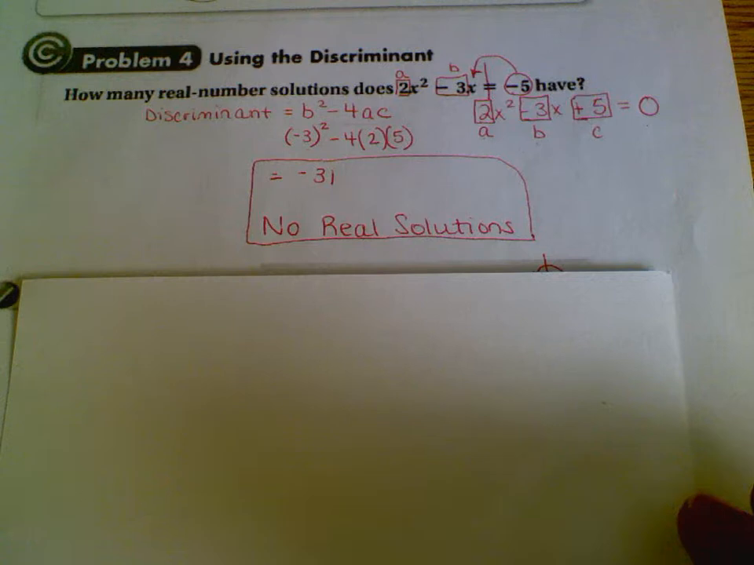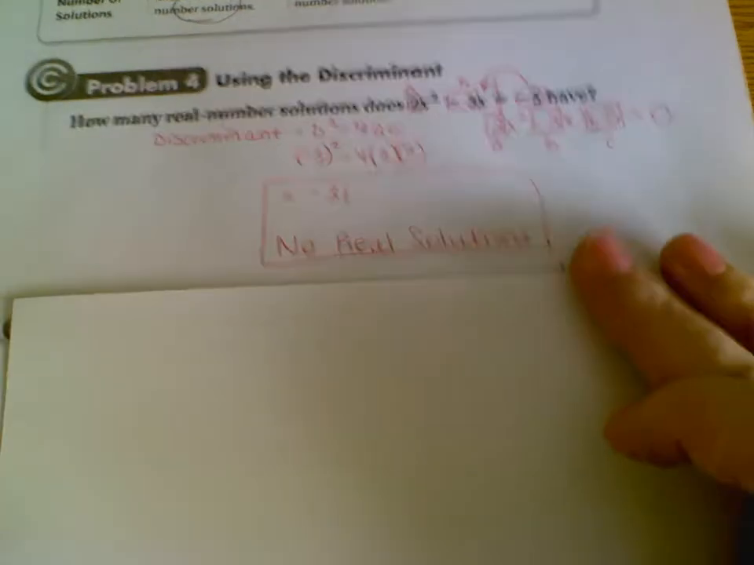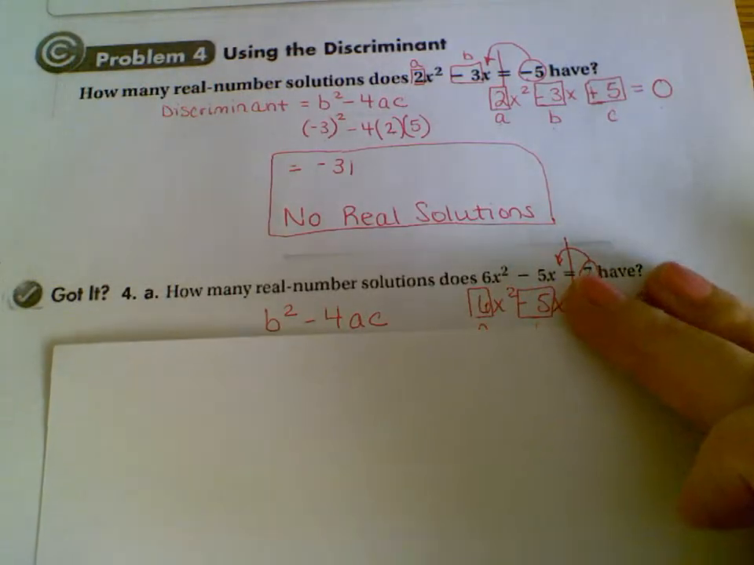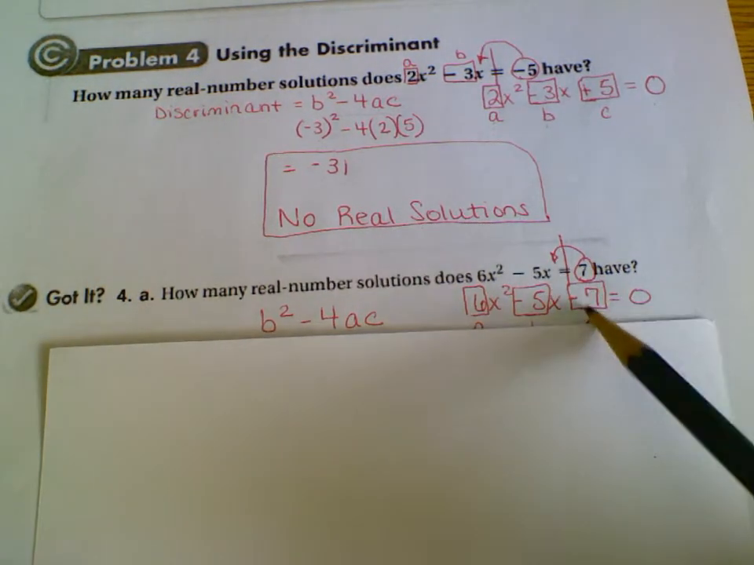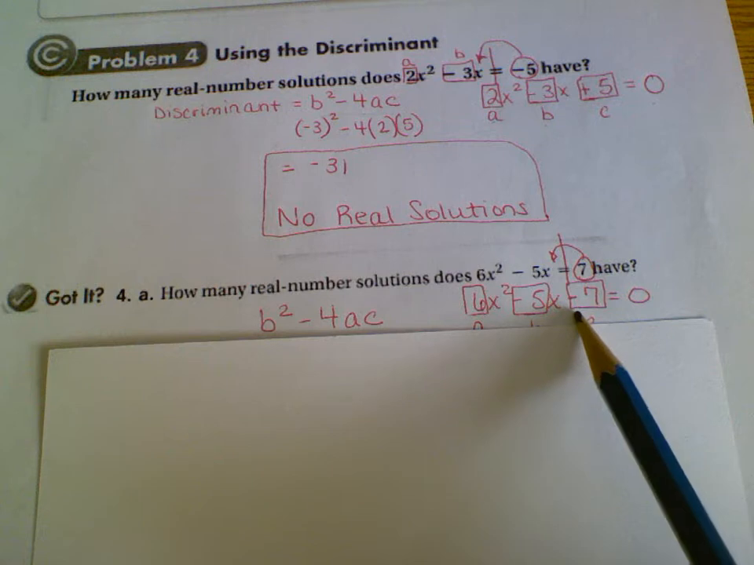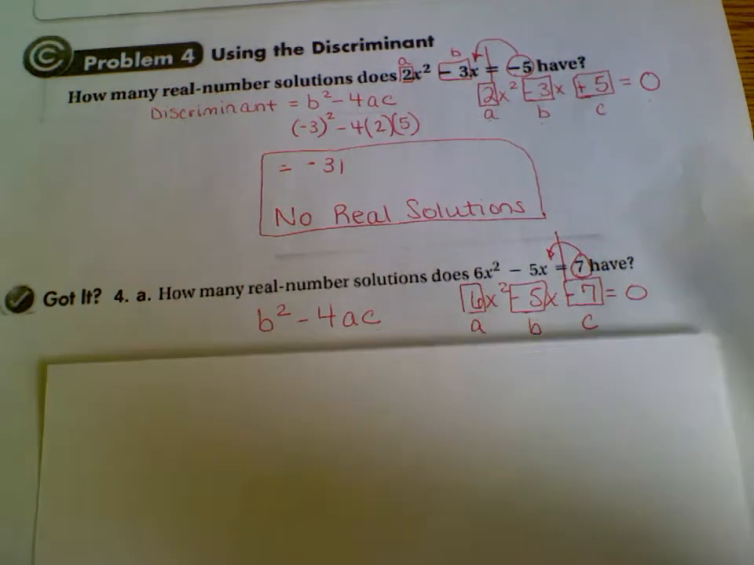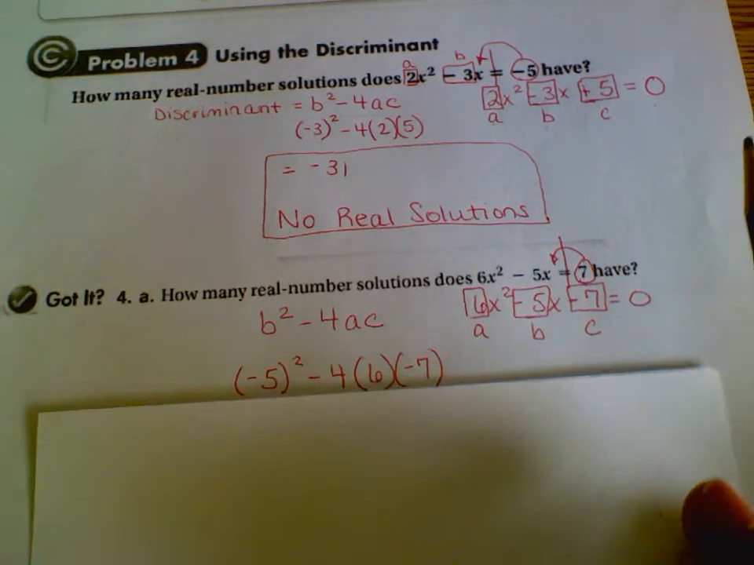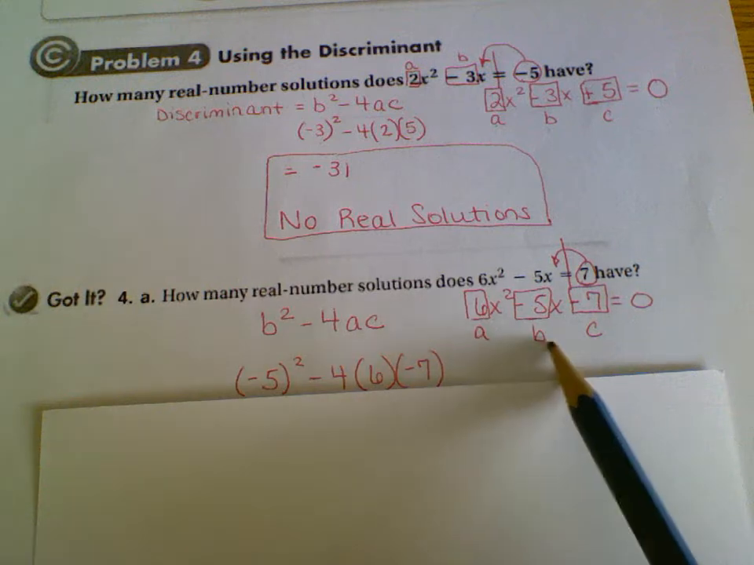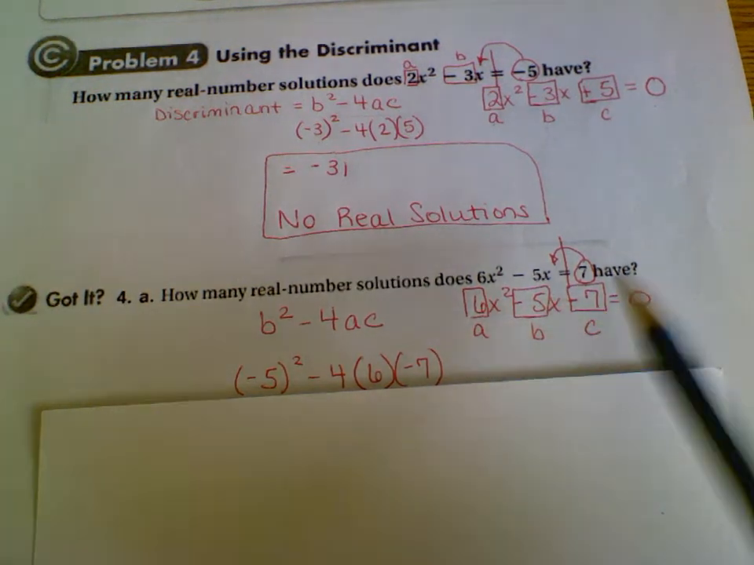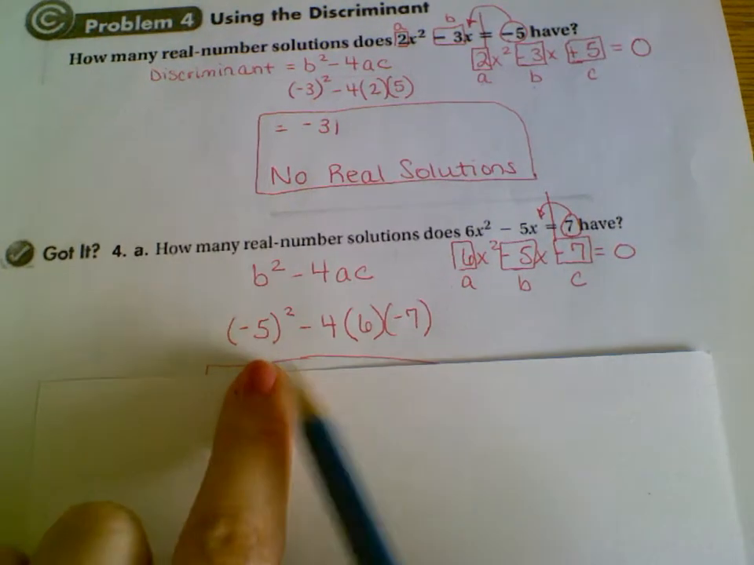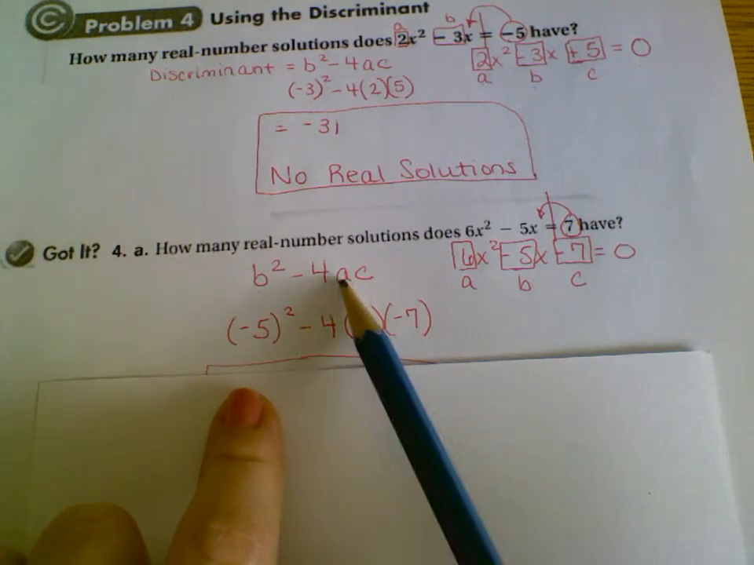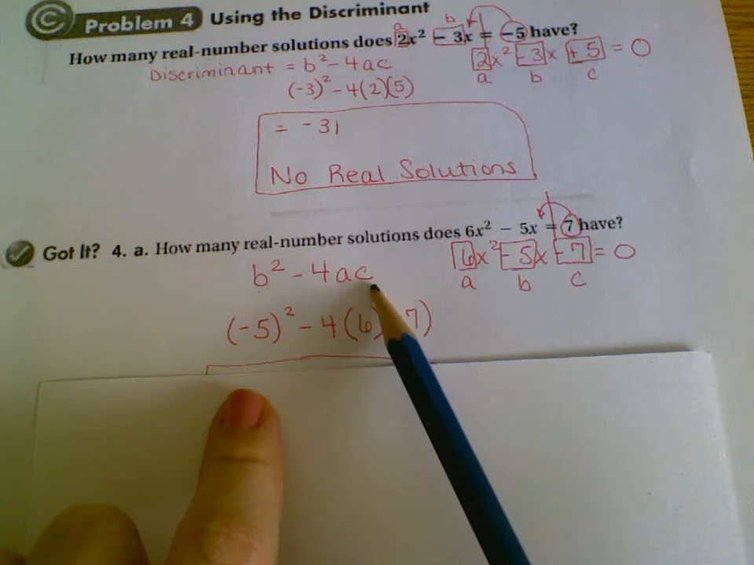Alright, you're going to pause the video and see if you can do the last question. So on the last question, again, we don't have it equal to 0. So we're going to move the 7 over, and in this case, since it's positive, it's going to become negative. So then for my a, b, and c, I should have 6 is a, b is negative 5, and negative 7 is c. So then I plugged them into my formula. Negative 5 is b, 6 is a, negative 7 is c.